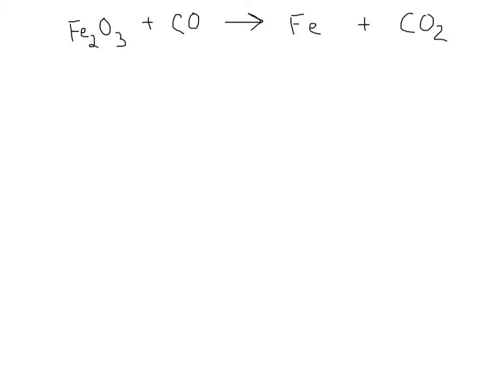So again, we're going to use random variables for the coefficients. I'm going to put x. I'm going to write them up a little higher so I can put the actual numbers in below when I get them worked out. For carbon monoxide, we'll give it the coefficient y. For iron, we'll give it the coefficient z. And for the carbon dioxide, we'll give it the coefficient w. You can use any letters you want. Those are the letters that I chose.